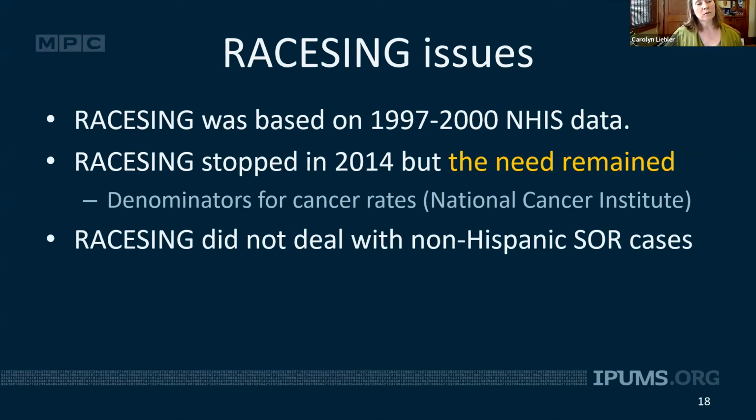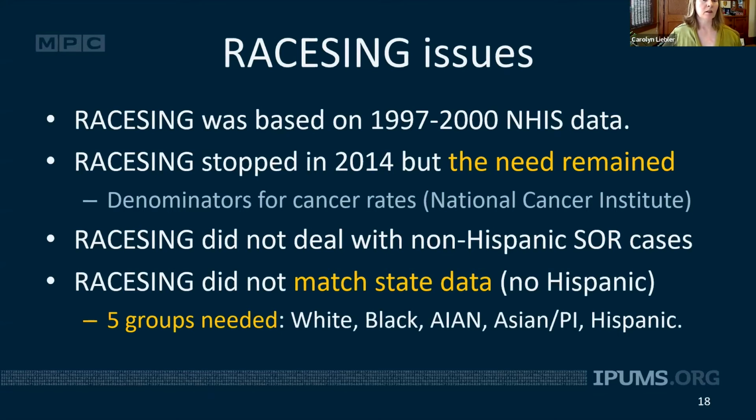Another issue with RACHSING is that it did not deal with the non-Hispanic some other race cases. They're a pretty small proportion of cases, but those categories were not allocated. And finally, RACHSING did not match state data because a lot of state data includes Hispanic as a category parallel to race.